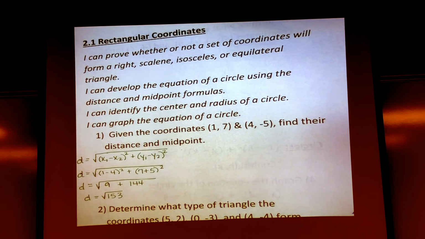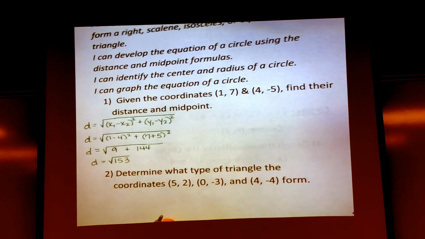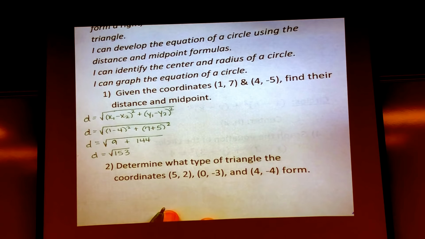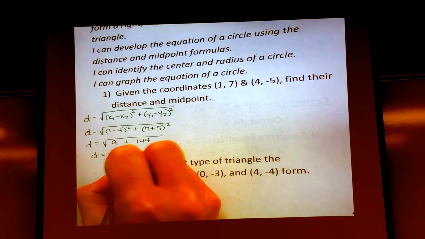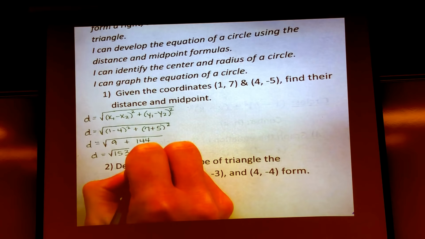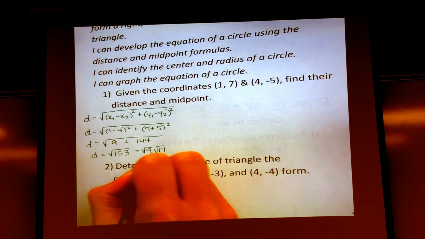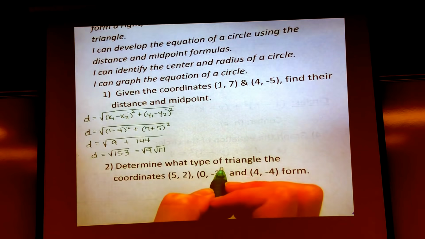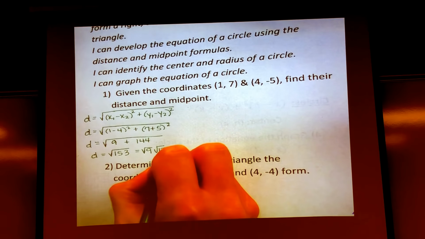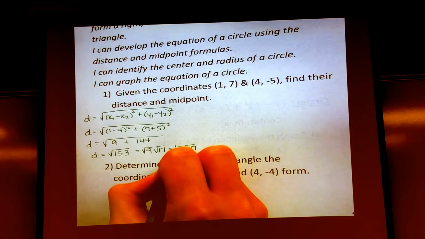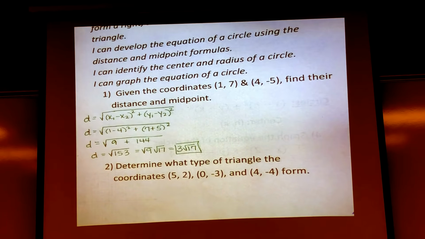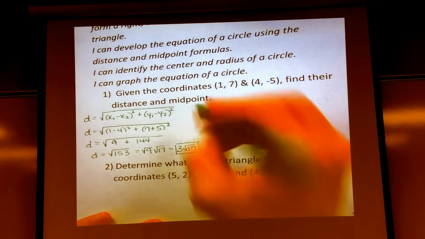And when you get down to that point where you're finding the square root, you want to look to see if there's a perfect square that divides evenly into that so that you can simplify. And 9 goes into 153 17 times. So we would say the square root of 9 times the square root of 17 is the same as the square root of 153. And then we can simplify the square root of 9. So we have 3 radical square root of 17. And that's our distance.